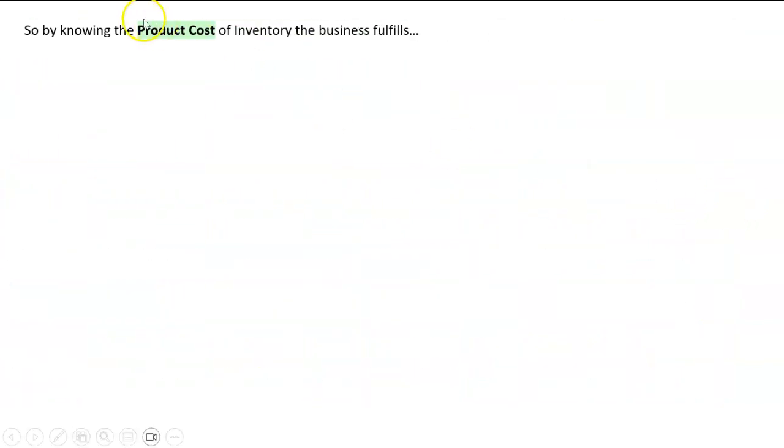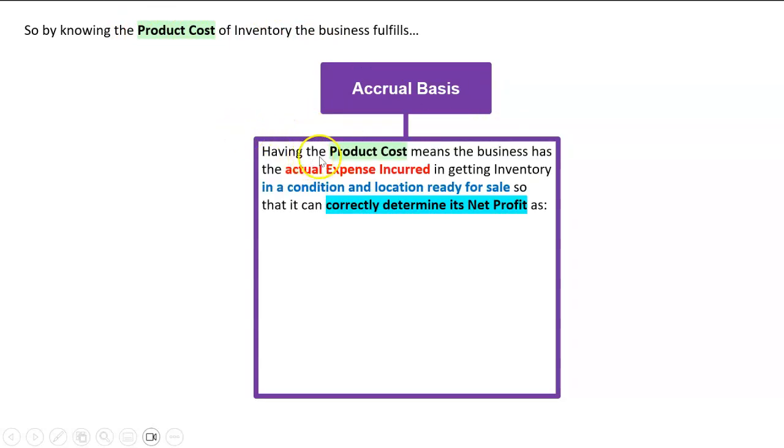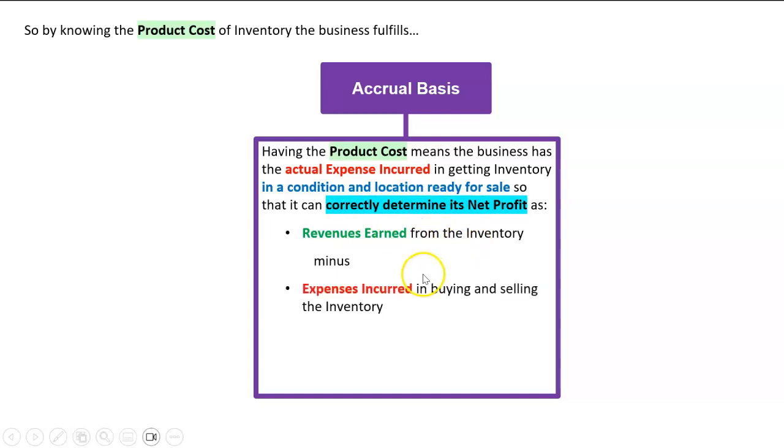Lastly, I guess we could say product cost helps us also fulfill one of the accounting assumptions called accrual basis. How so? Well, having the product cost means the business has the actual expense incurred in getting inventory in a condition and location ready for sale. So without knowing the product cost, we actually don't know the expense of that inventory. So we need to know that. Why? So we can correctly determine our net profit as the revenues earned from the inventory minus the expenses incurred in buying and selling the inventory.